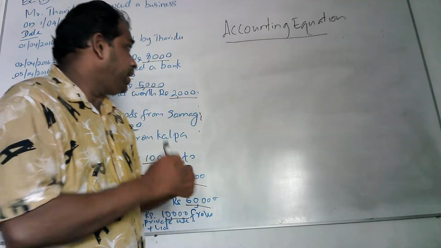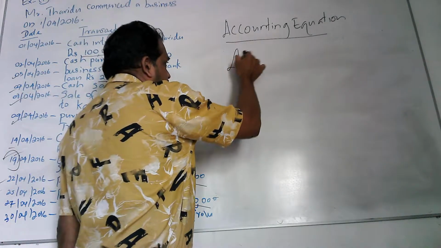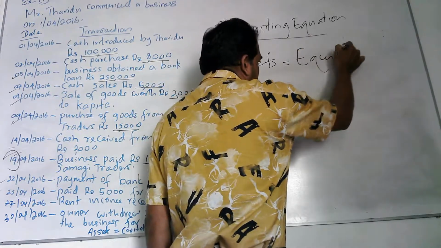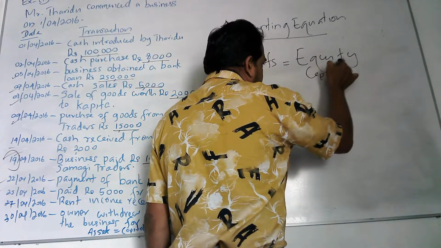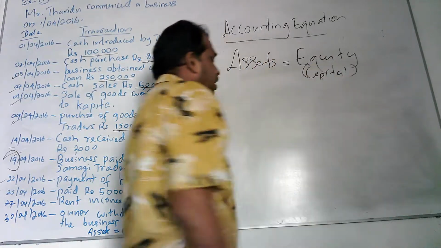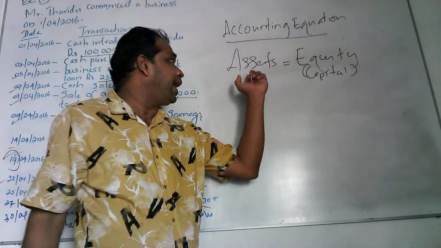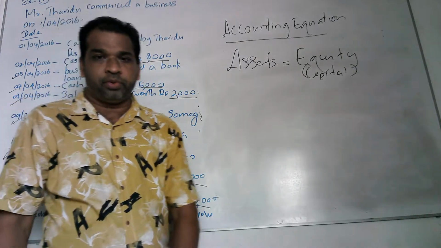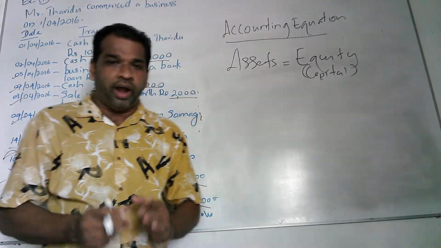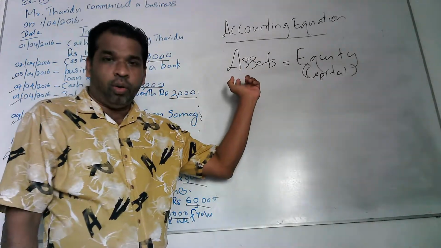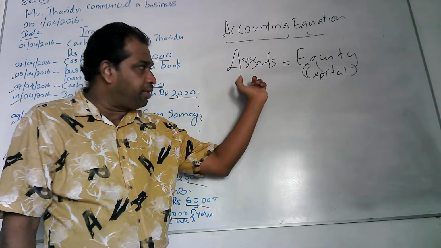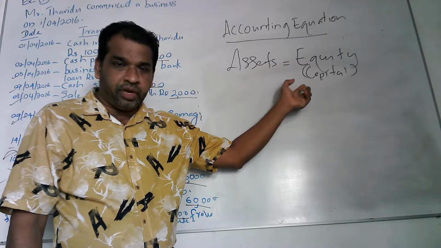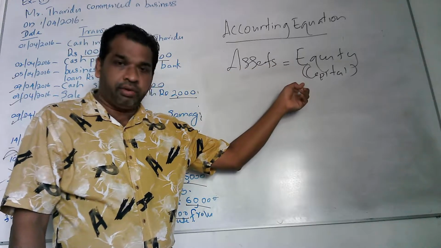If you take this equation, basically assets equal equity, or we say capital. Our basic account equation is assets equal equity or capital. That means, especially if we take a sole trader business with only one owner, we assume that all the assets have been introduced by the owner of the business. That's why total assets will be equal to equity or capital.